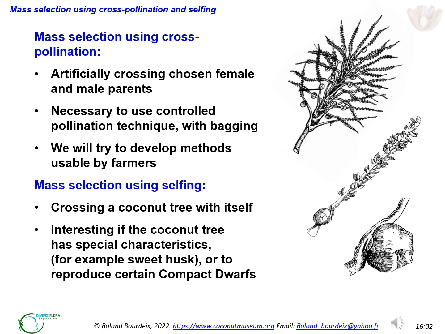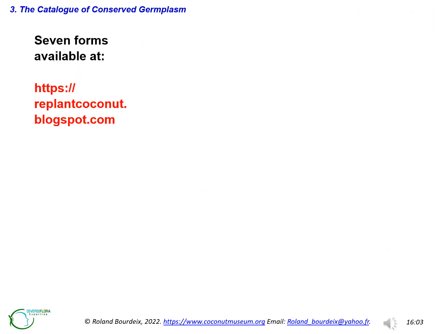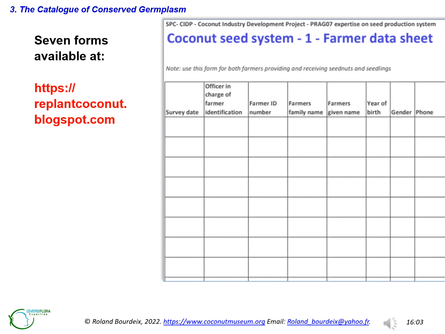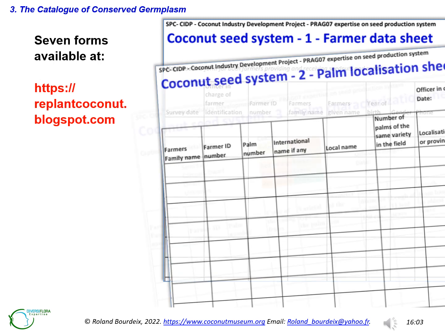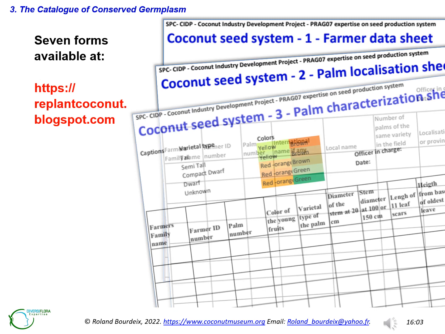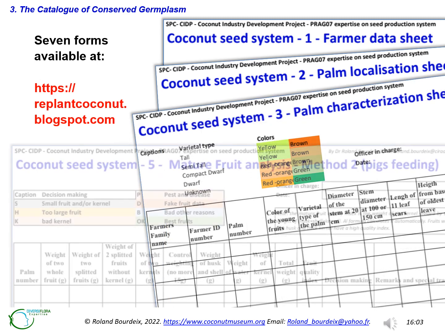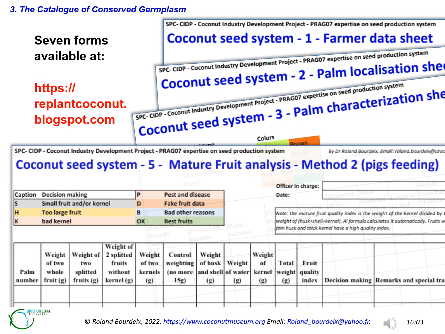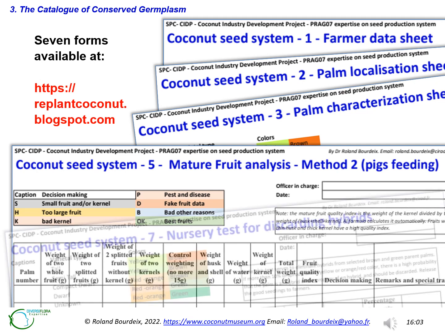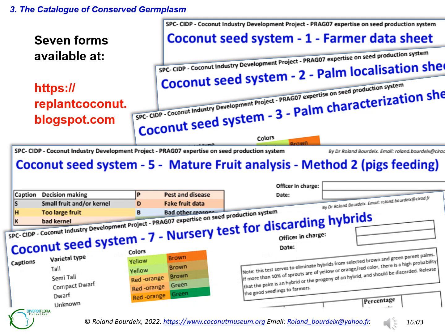In the framework of the CIDP project, led by SPC, we created 7 datasheets or forms for recording all the requested information for efficient selection of parent palms. First is about farmers and farms. Second, palm localization. 3, palm characterization. 4 and 5, 2 methods for mature fruits analysis. 6, tendernut analysis. 7, nursery test for discarding hybrids.